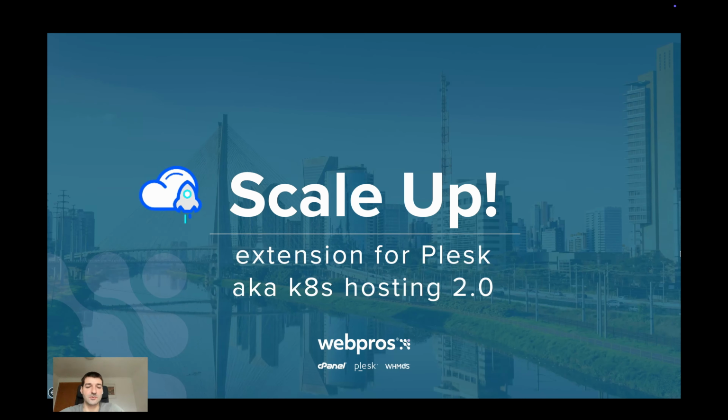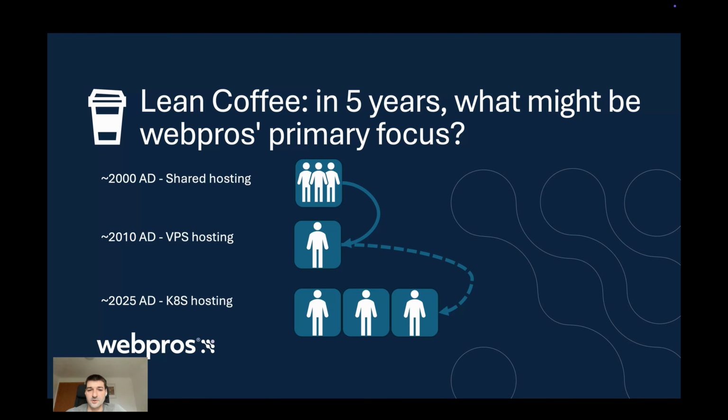Hello there, and welcome to the presentation of Scale Up project, which is an extension for Plesk, also known as Kubernetes Hosting version 2, because the first version was also a Hackathon project in 2019, but it had no further development. So we wanted to give it a try with new ideas, and here we are. Maybe the name is not the best one because it sounds like vertical scaling, but actually we are talking about horizontal scaling. So first of all, why are we doing it?